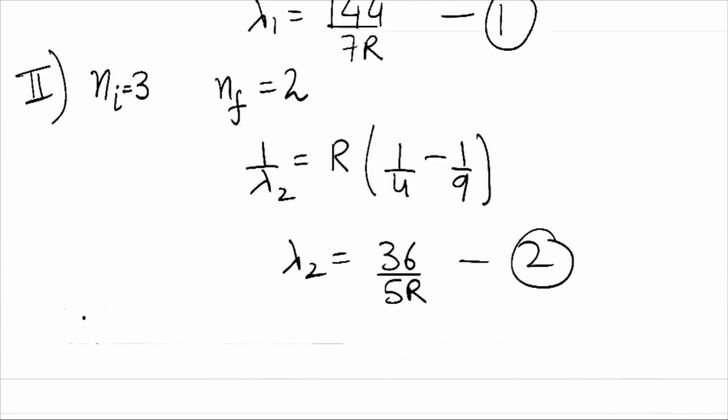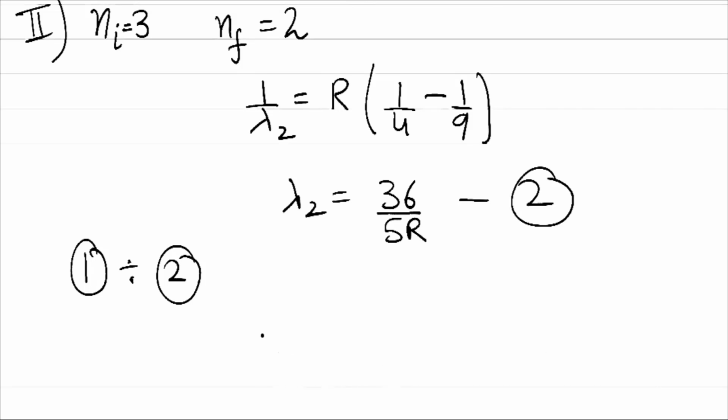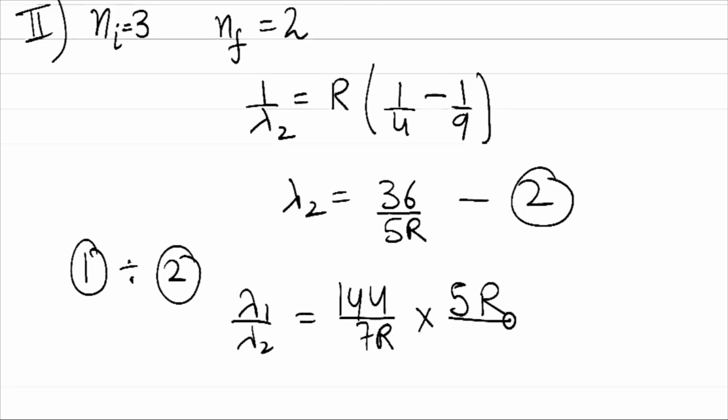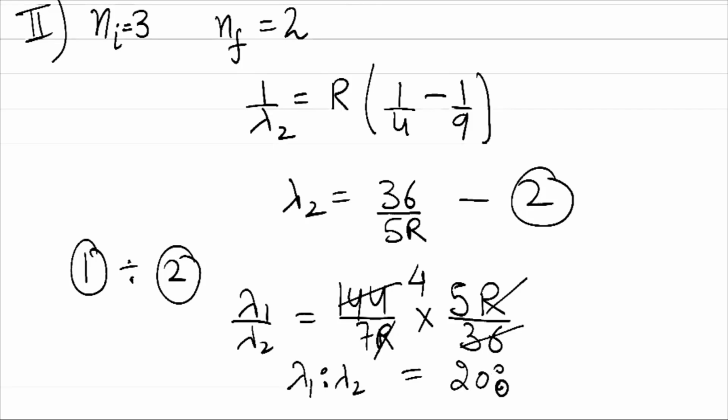Now we have to find lambda 1 upon lambda 2, so divide the first equation by the second equation, and here we get lambda 1 upon lambda 2 equals 144 upon 7R multiplied by 5R upon 36. The R cancels out, 36 fours are 144. So here lambda 1 to lambda 2 comes out to be 20:7.